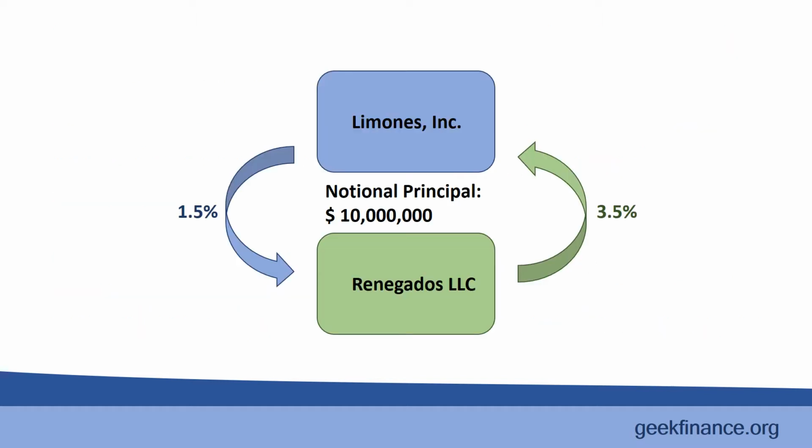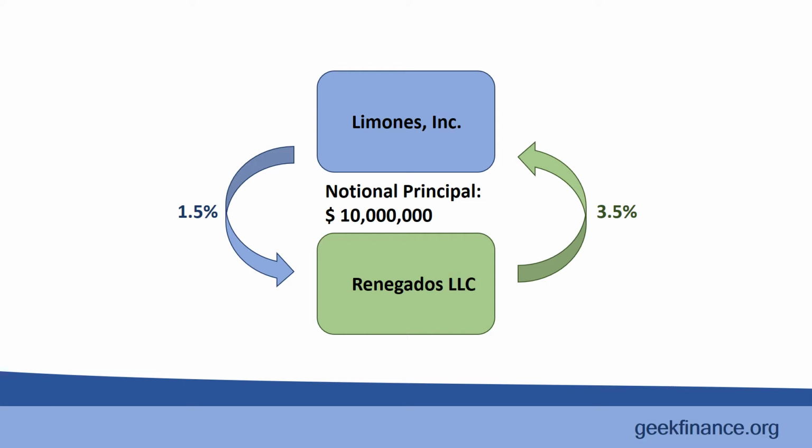So, what is an interest rate swap? A swap is a contract by which two companies agree to exchange a series of cash flows referenced by a fixed or floating rate to a predetermined notional principal. What does this mean? Well, in this diagram, we can see that Limones Incorporated is willing to pay Renegados LLC a 1.5% interest payment on the notional principal that is established here at $10 million. Likewise, Renegados is willing to pay Limones the 3.5% interest payment on the same notional principal.